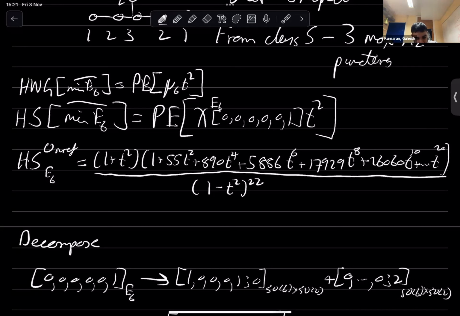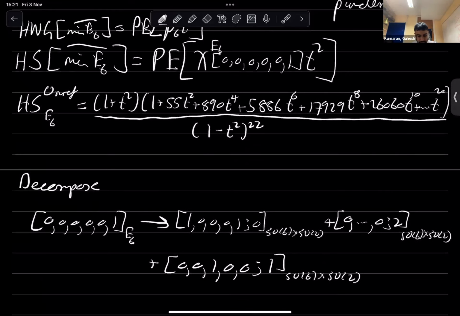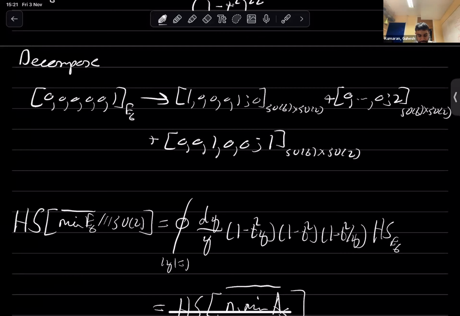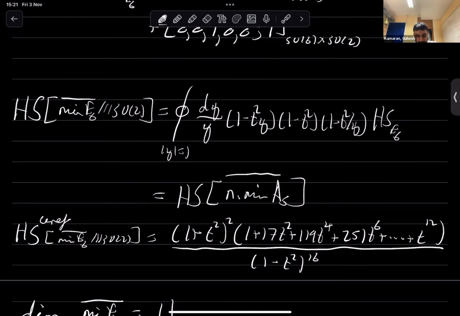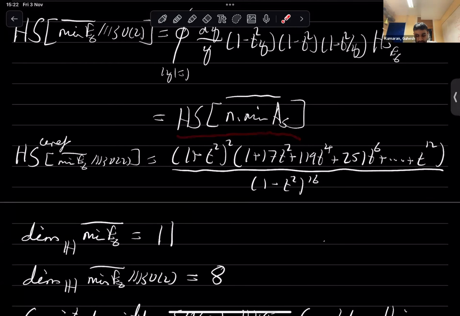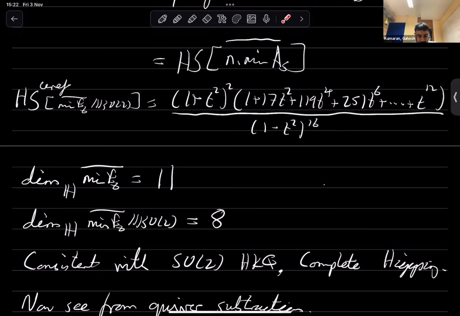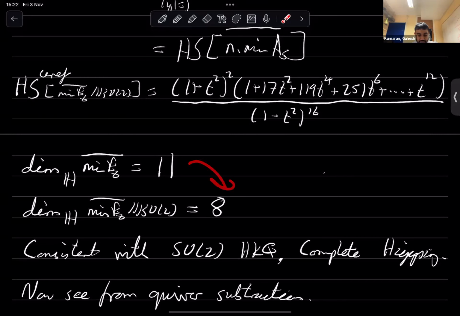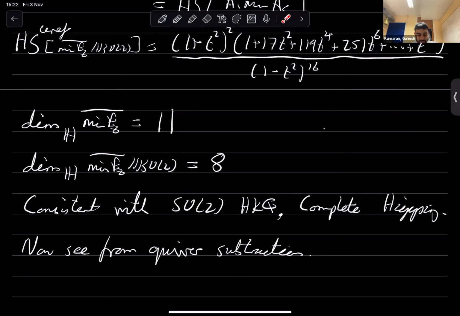So here's the highest weight generating function. Right, so you do this integration. You'll find the next to minimal A5, and here's the unrefined series. And note that it's dimension 8, which is consistent because there's a reduction of 3 with the SU2 hyper-Kähler quotient. So we declare that complete Higgsing has occurred, and we trust our result from Weyl integration.